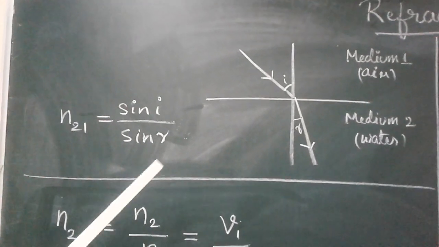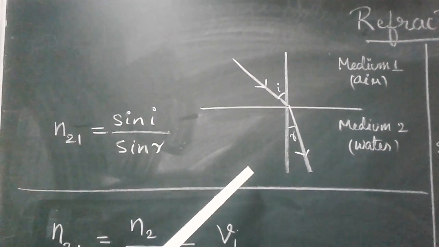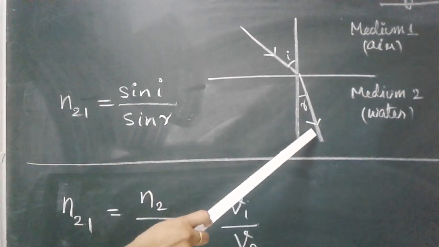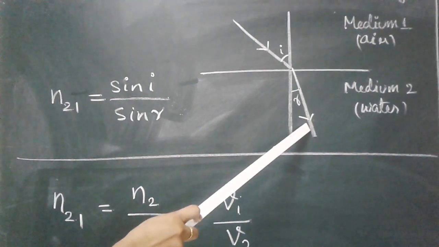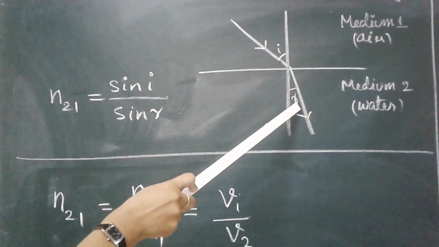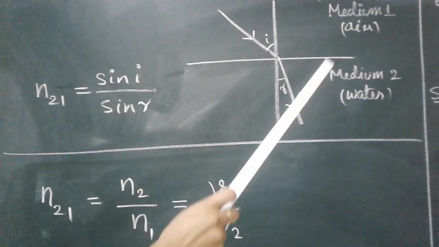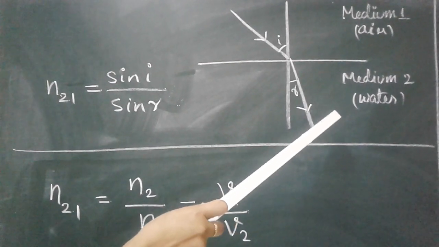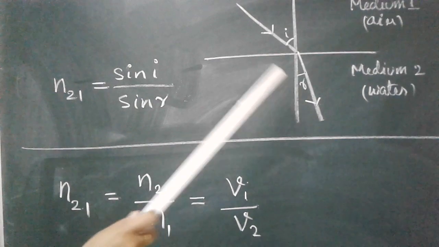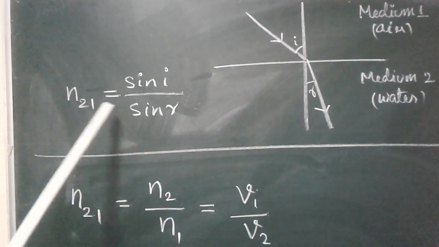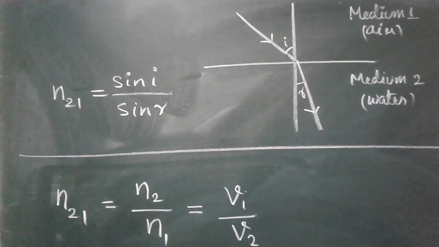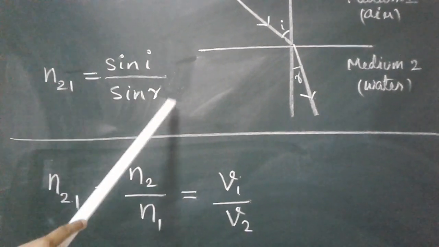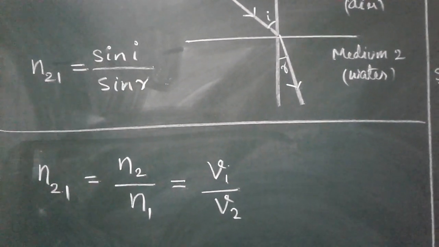This is the diagram which you have already seen in the last video also. Here in this diagram the light is entering from medium 1, from air into the water. So this is angle I and this is angle R, the refracted angle. Medium 1 is taken to be air and medium 2 is taken to be water. Now according to the formula which we studied in the last video, N21 is equal to sin I by sin R. It means that the refractive index of the second medium with respect to the first medium is equal to sin I by sin R. We already did this in the last video lecture.